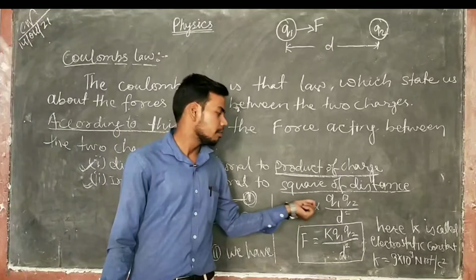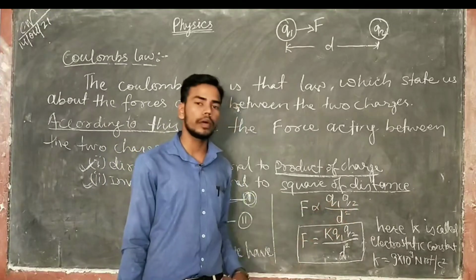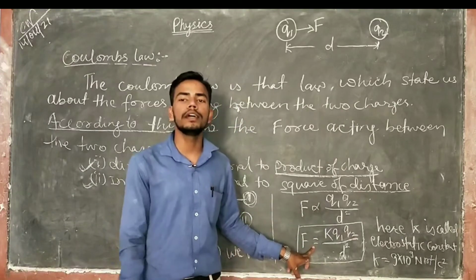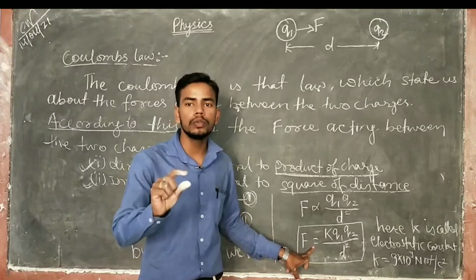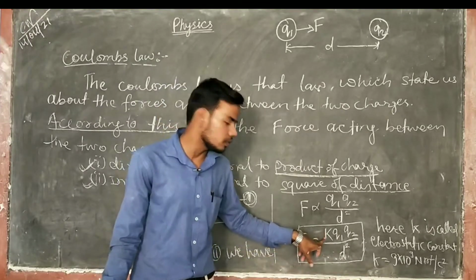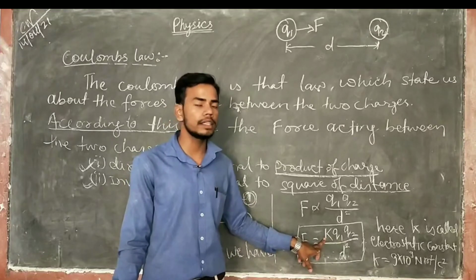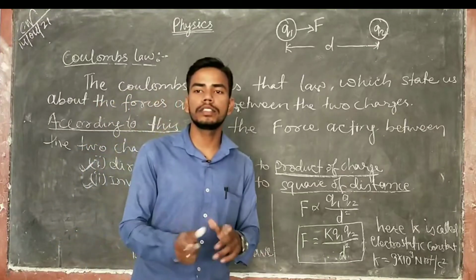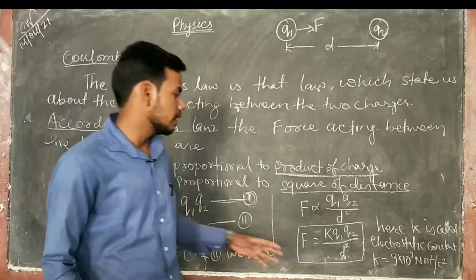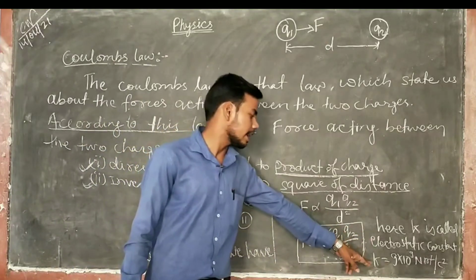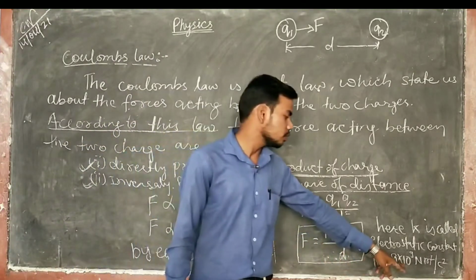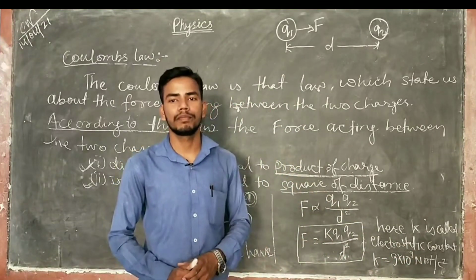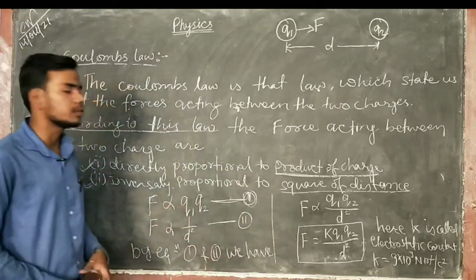We have gotten F proportional to q1 q2 upon d square, and by removing the proportionality sign we put equal to over there. If we are putting equal to, then we must take a constant over there, and this constant is known as the electrostatic constant. The electrostatic constant is represented as K, whose value is 9 into 10 to the power 9 Newton meter square per Coulomb square. Okay guys, so that's what has been explained here.